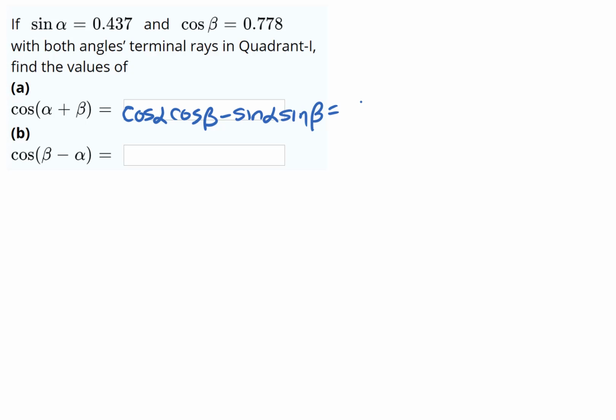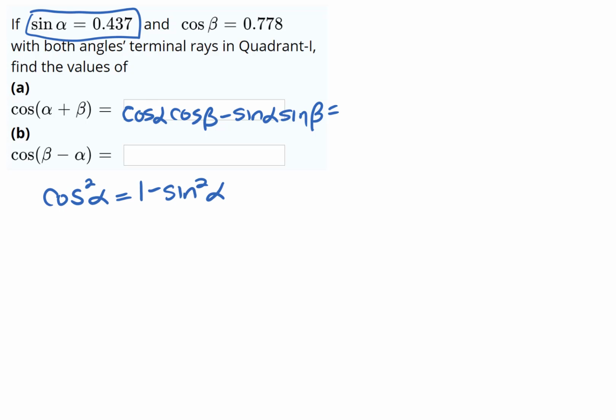So if I'm putting these values in, cosine of the first angle, I don't have that, cosine alpha. I happen to have sine alpha. Well, there's a connection between those. I have a Pythagorean identity that connects their squares. So I want cosine alpha. So I'm going to look at cosine alpha squared, and that's going to equal 1 minus sine squared of alpha.